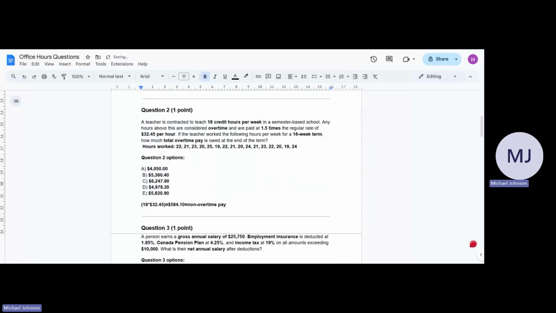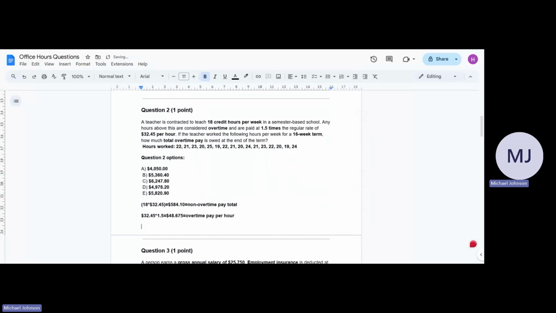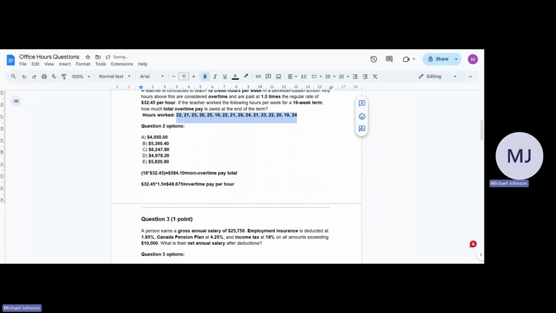And then we'll calculate how much overtime we have here. So in this case, to figure out the per hour overtime pay, we do 32.45 times 1.5, and then we get 48.675 would be the overtime pay per hour. And then if we calculate how much overtime hours there are, we'd have to subtract each of these by 18 to get the amount of overtime hours.